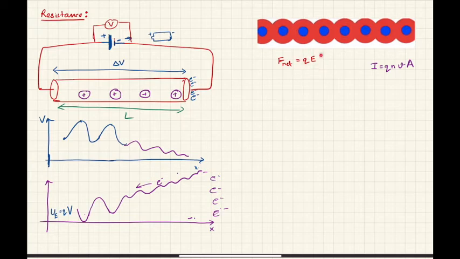The net force on the electron is just the charge of the electron multiplied by the electric field generated by the battery or the other distribution of charges in the wire. So if that is the case, then how will the electron move? Well, we know that the net force is equal to mass times acceleration from Newton's law.